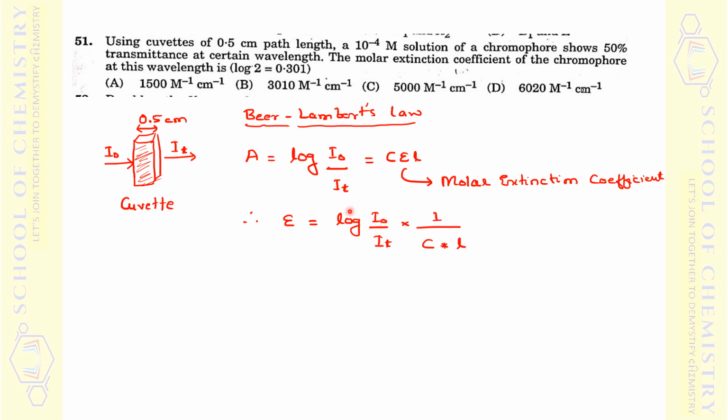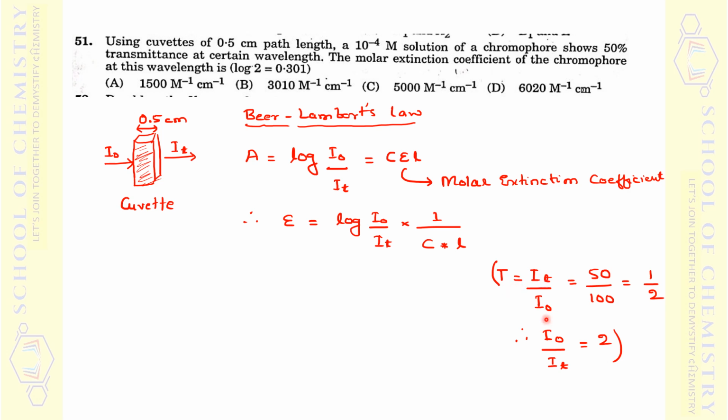To find out the value of this log of I naught upon IT, which is nothing but absorbance, they have given us the hint that in the question, the chromophore shows 50% transmittance. From this 50% transmittance, we can calculate this log of I naught upon IT, which is nothing but absorbance. So how can we do that? For that we should know what transmittance is. Transmittance is simply IT upon I naught.